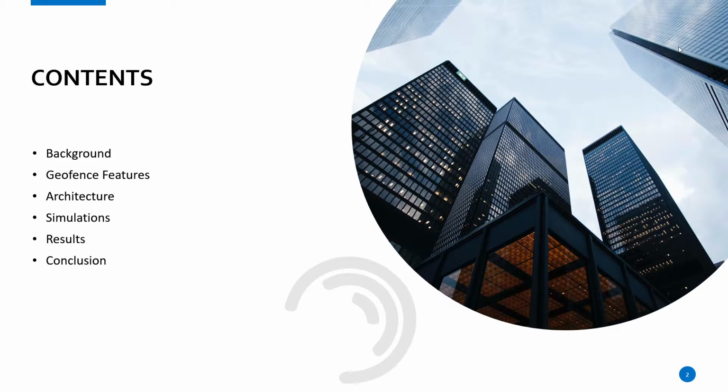So in the contents, we have 6 main features. We will first talk about the background of our project. We will talk about why we undertook it and our inspirations behind it. Then we'll talk about features which have to do with the software Geofence, the architecture of said software, and the simulations that we run to see how it works in reality and the results we got from it. After that, we interpret the data and we'll show that in our conclusion.